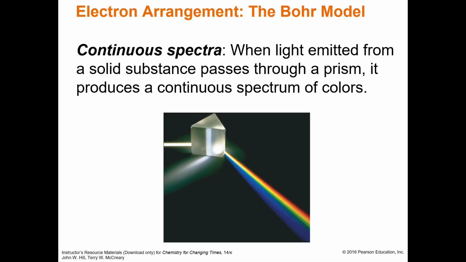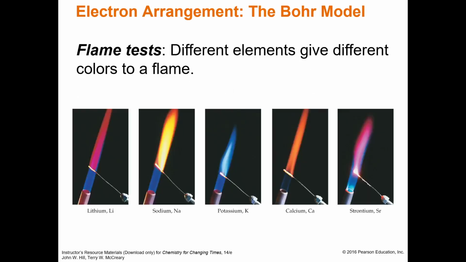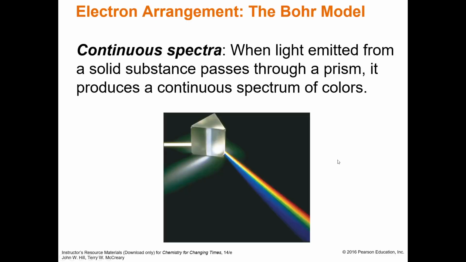Okay, so a continuous spectrum. I've actually shown you what would be referred to as a line spectrum, meaning it has very specific frequencies that it gives off, versus a continuous spectrum, which is when light is emitted from a solid substance and passes through a prism. It produces what is called a continuous spectrum of colors, and that is the entire rainbow's worth of colors, right? All the different colors.